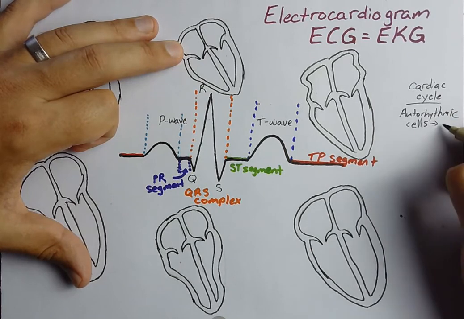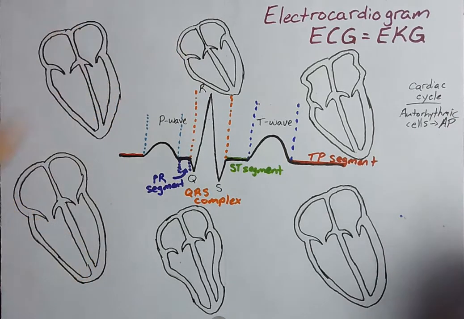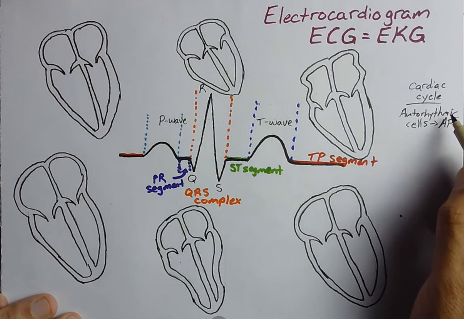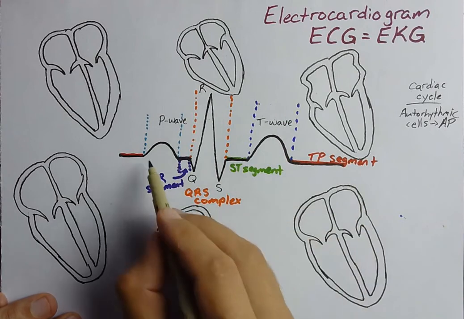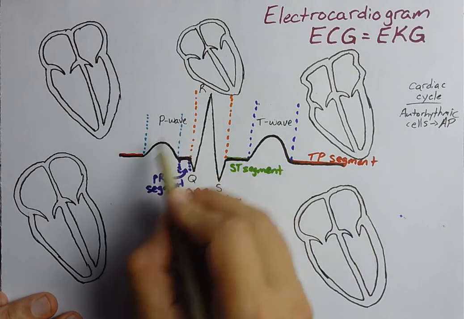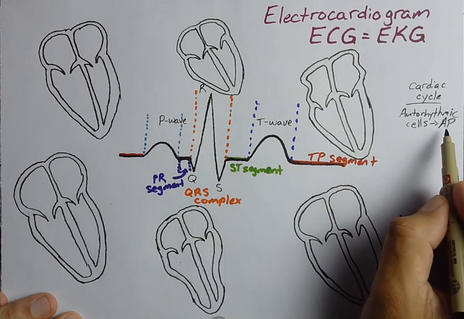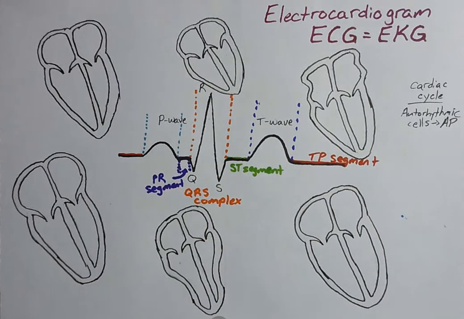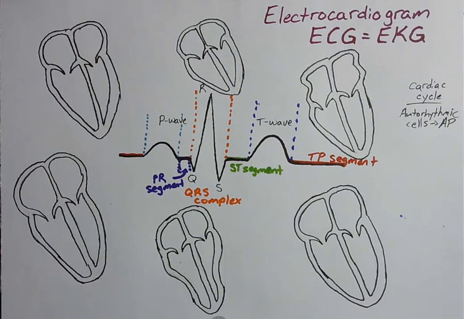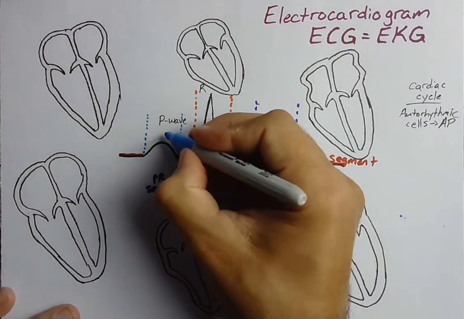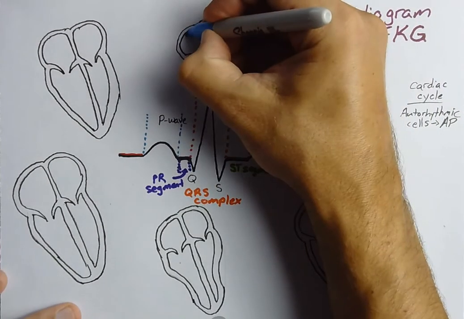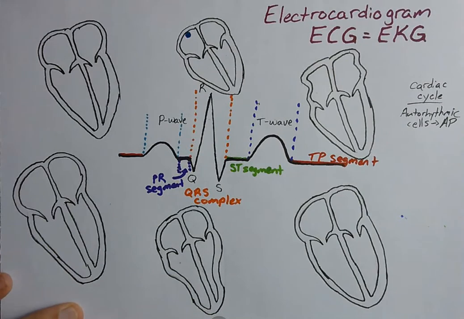Right? The autorhythmic cells are creating action potential. So if that's the first thing that happens in a cardiac cycle, autorhythmic cells are creating electricity. Doesn't it stand to reason that the P wave is going to have to do with this? And that's exactly how this works. Okay, so the very first part of this whole thing is the P wave is going to originate from the SA node.